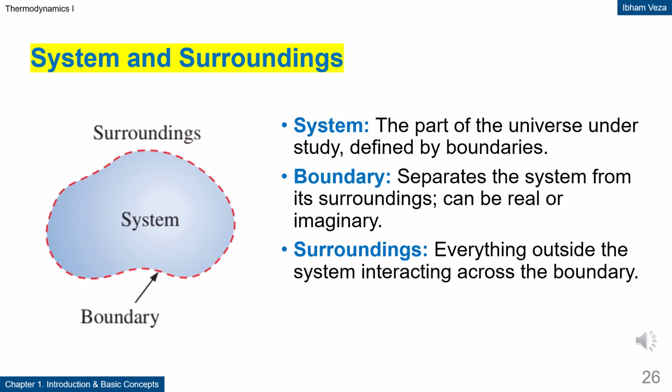System and surroundings. A system is defined as the part of the universe under study. The boundary separates the system from its surroundings and can be real or imaginary. Everything outside this boundary is called the surroundings. Interactions between the system and the surroundings occur across this boundary. Proper system definition is essential in thermodynamic analysis.